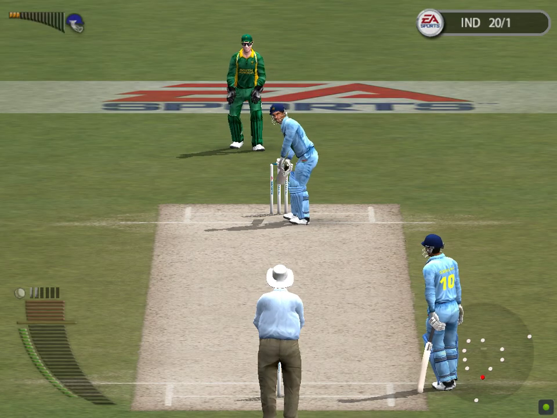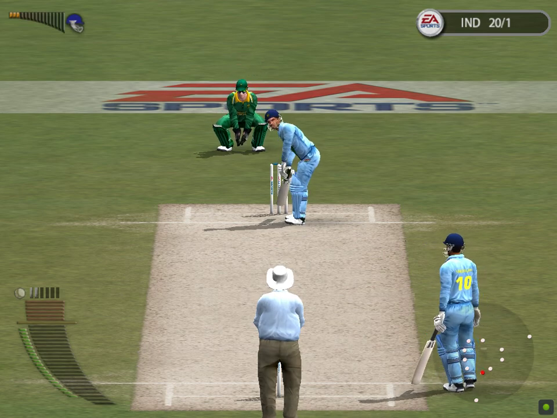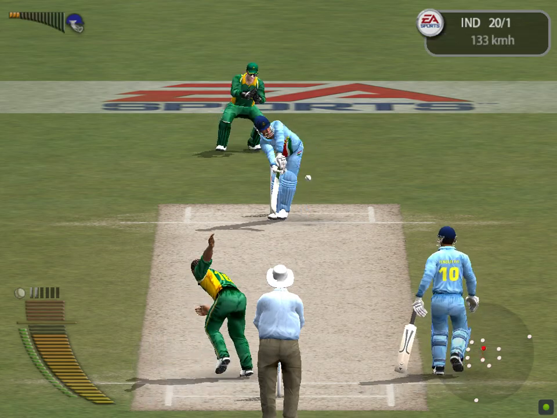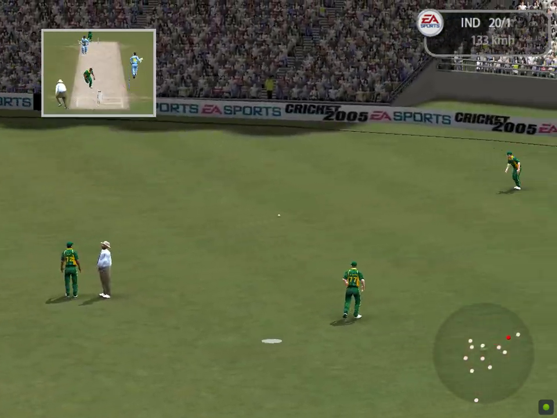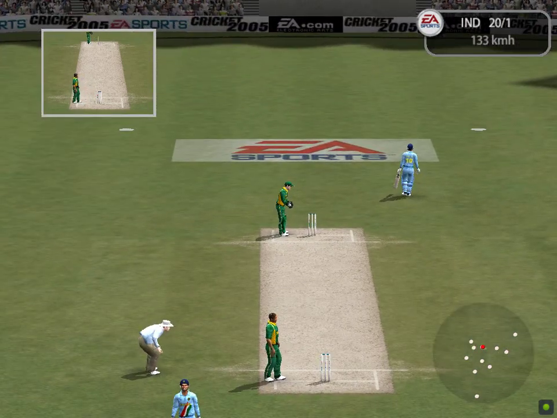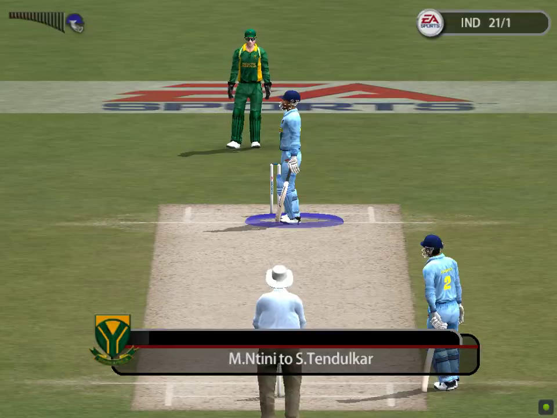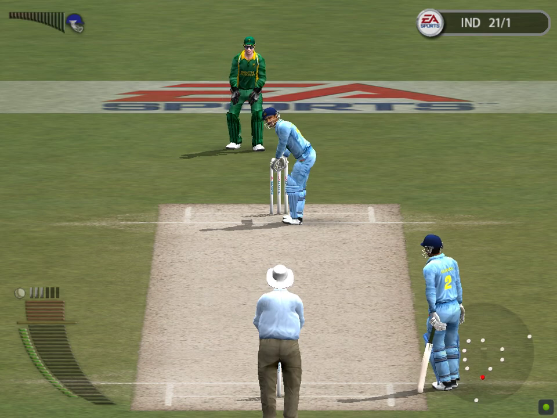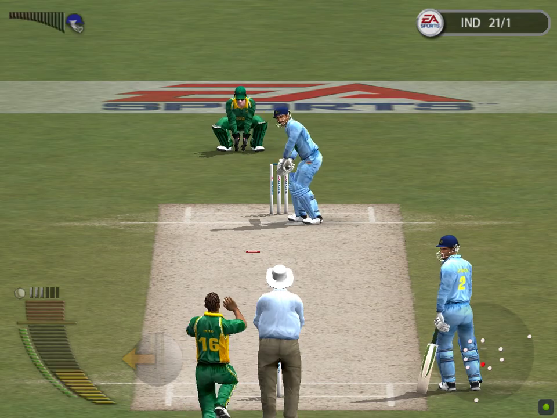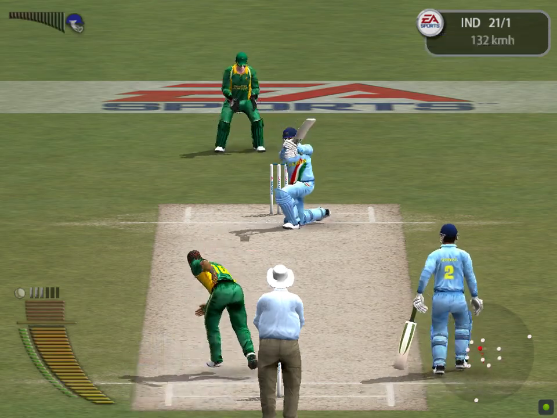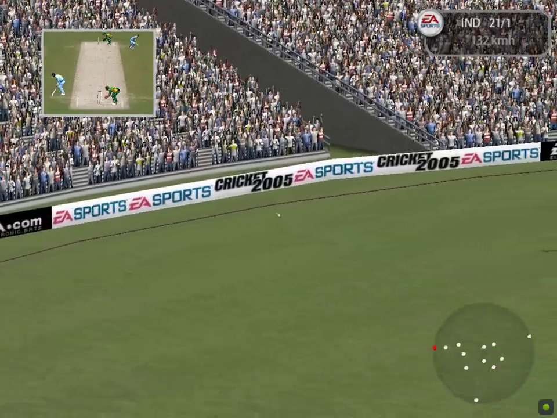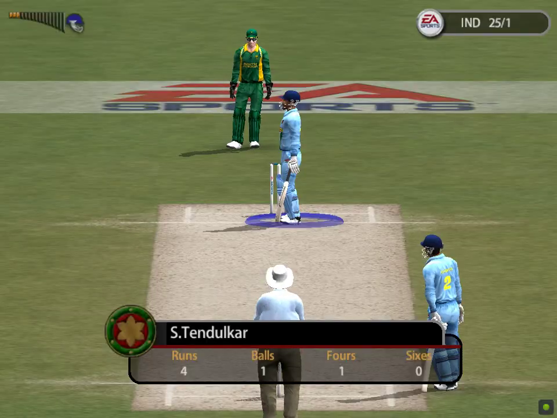Sehwag waiting at the striker's end. Should be some runs here. Antini to Pendulkar. Smith is chasing that one. Play it away with comfort. That's through the gap and it'll go for 4. We can have a look at that again.